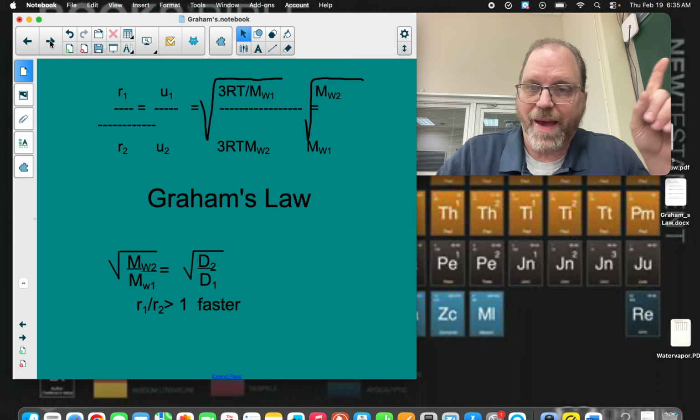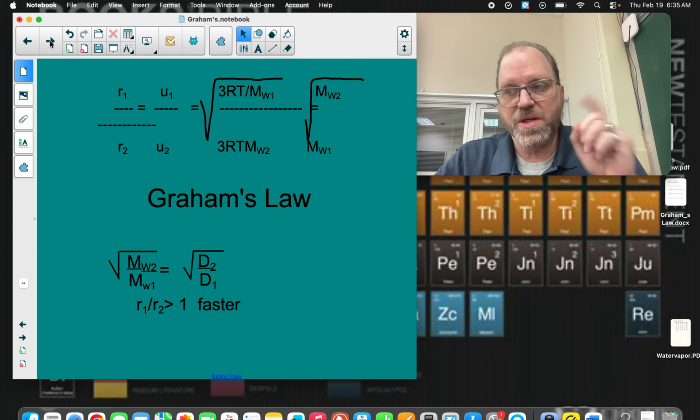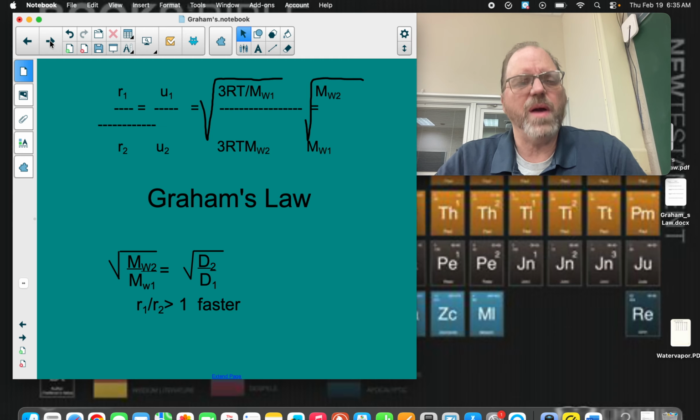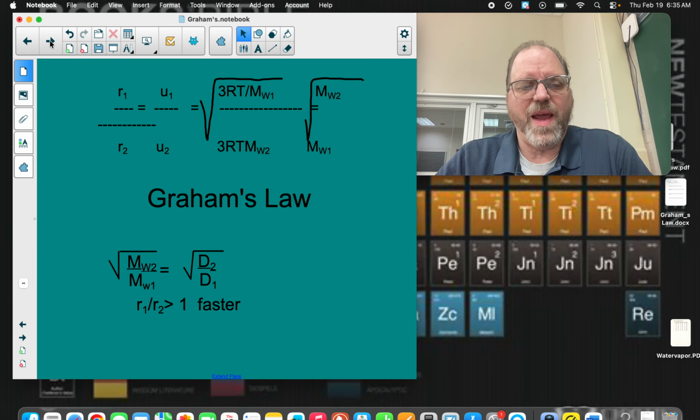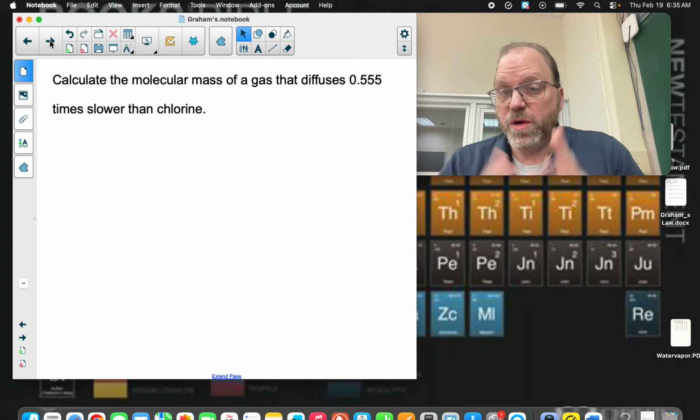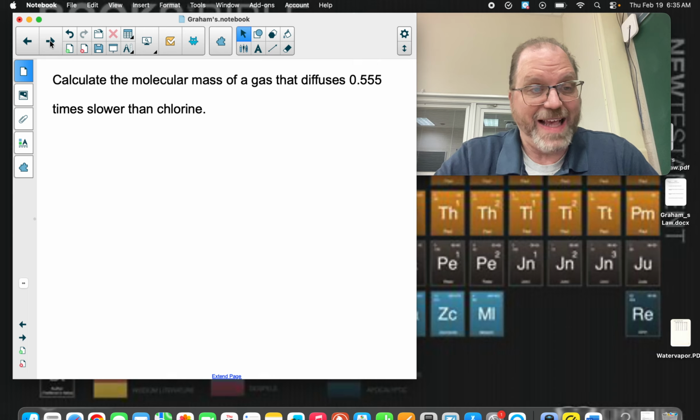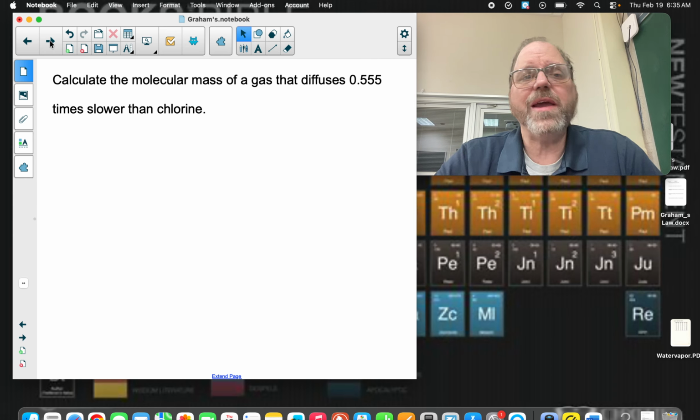Don't remember those? Go back into Chem 1 under gas laws, Graham's Law. All right. Remember, if the rate is greater than 1, then it's faster. Less than 1, it's slower. Let's look at a problem. Now, we're going to do it a little different, a little more complicated than last year. Calculate the molecular mass of a gas that diffused 0.555 times slower than chlorine.